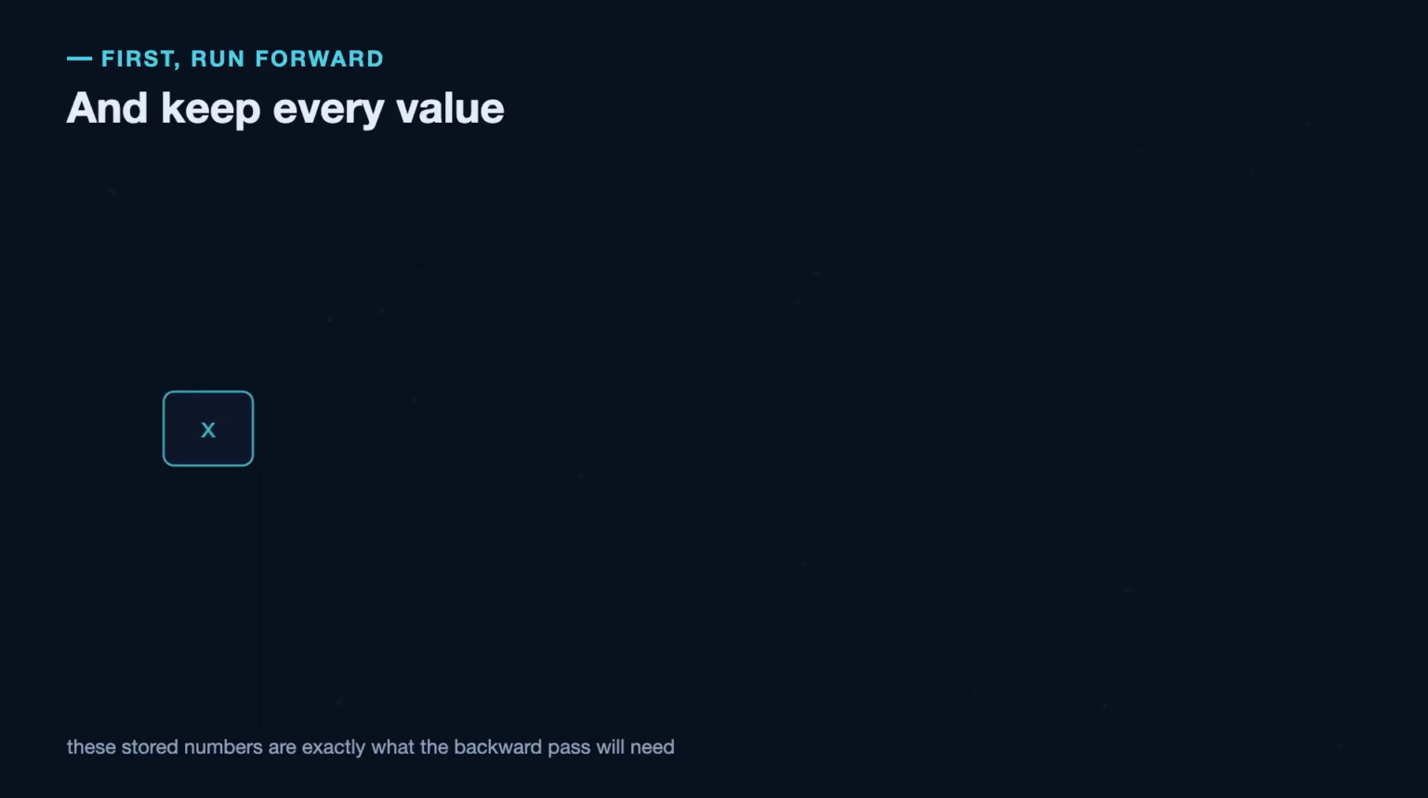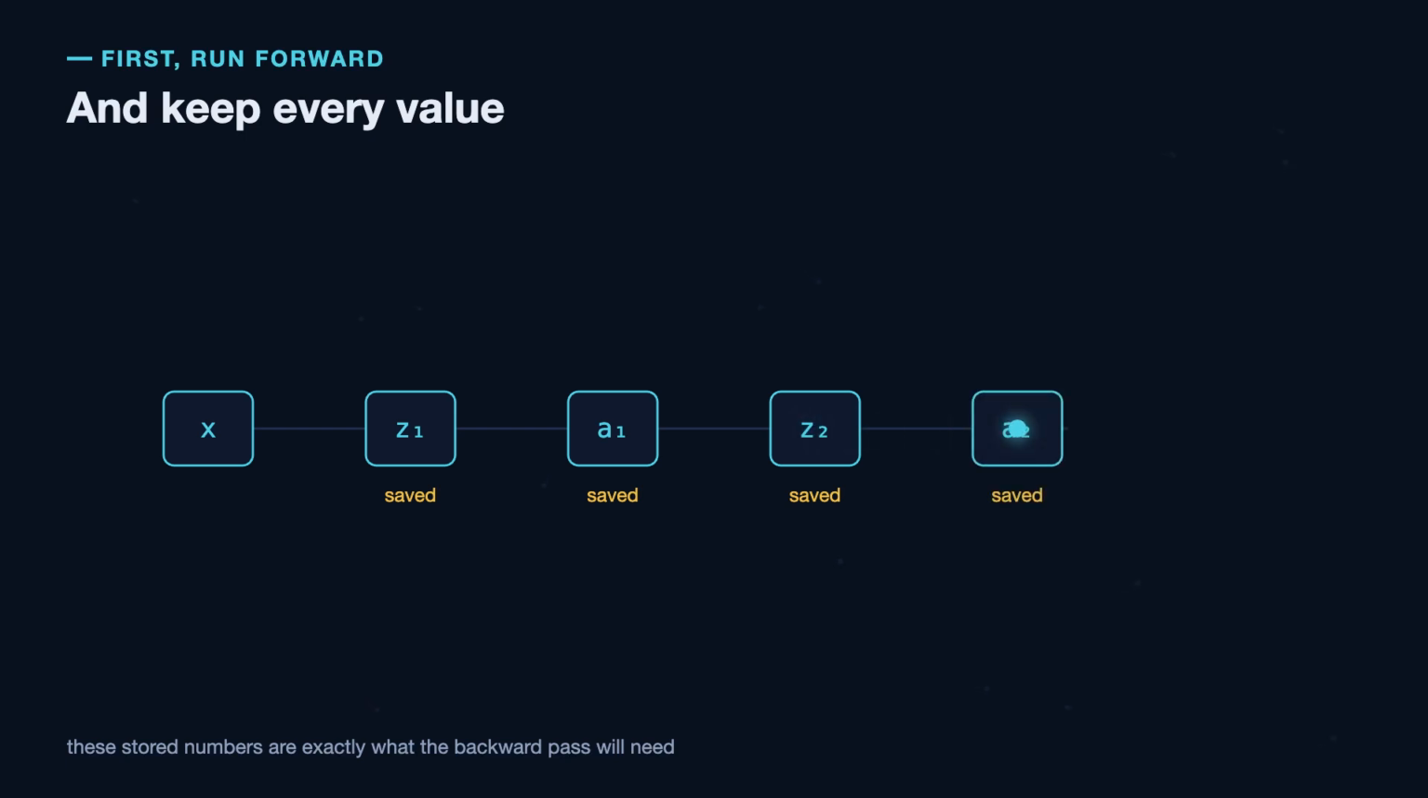The algorithm begins by running the network forward, exactly as in Part 2. But this time we do something extra. We keep every intermediate value we compute. Every weighted sum and every activation at every layer is stored. Why? Because those exact numbers are what the local derivatives will need on the way back. The forward pass quietly sets the table, and then the backward pass sits down to eat.